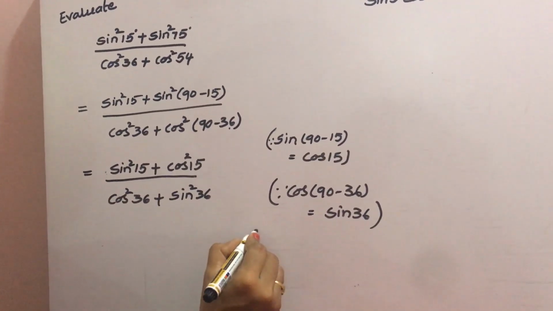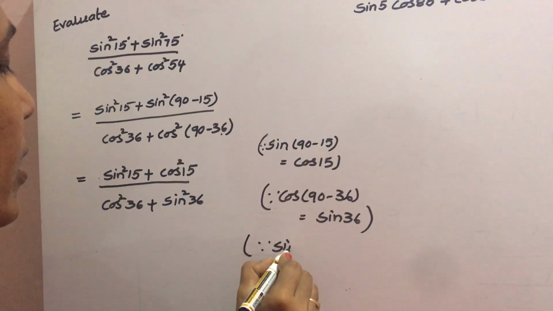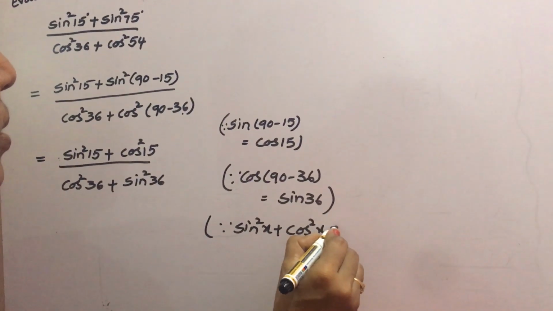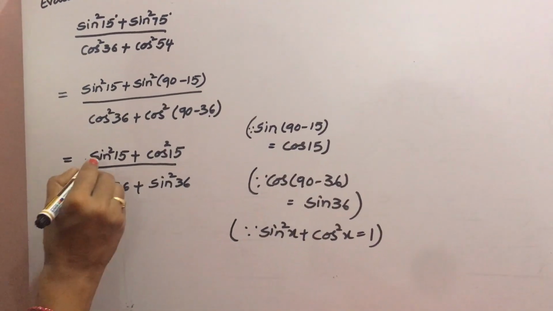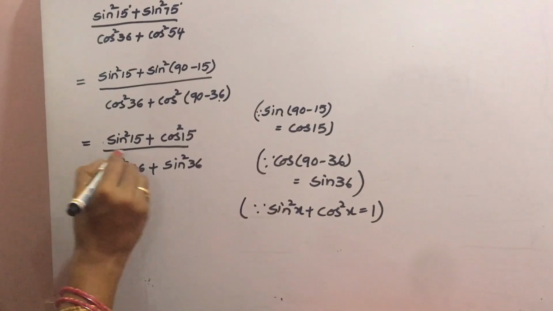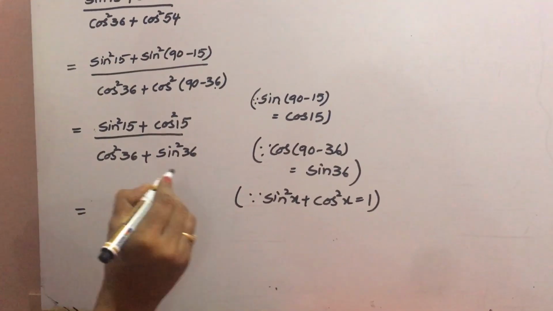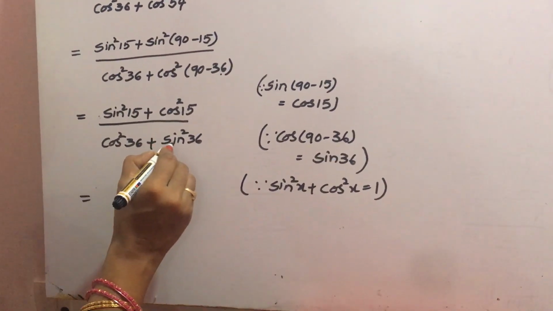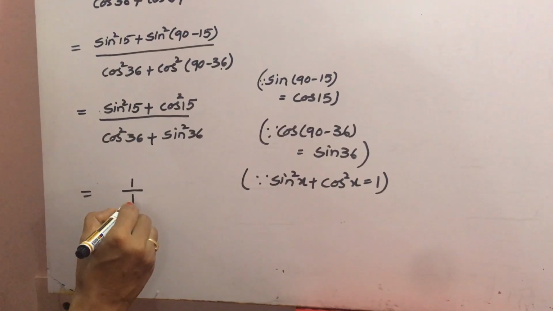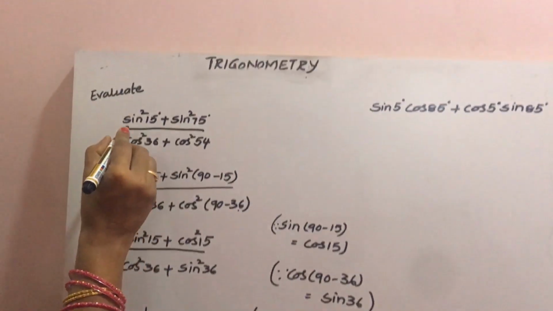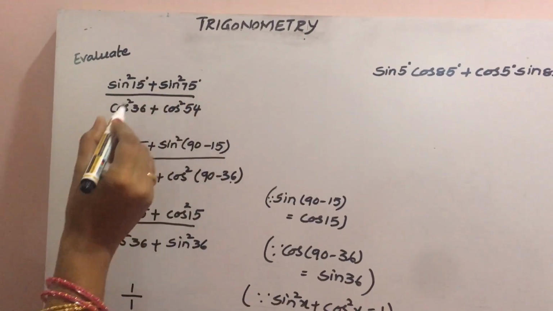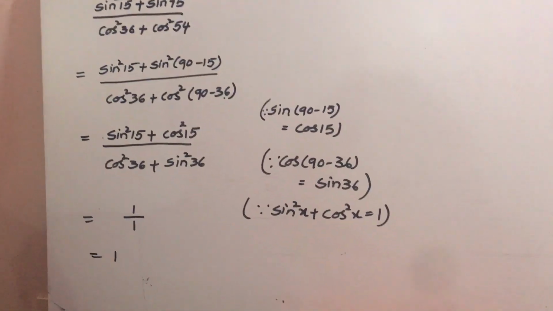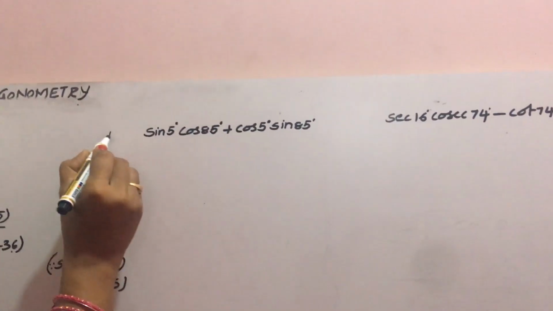See here, what is the first trigonometrical identity? Sin square x plus cos square x is equal to 1. Here we have sin square 15 plus cos square 15. Its value is equal to 1 by using the first trigonometrical identity. In the denominator also we have cos square 36 plus sin square 36. It is also 1. What is the value of (sin square 15 plus sin square 75) by (cos square 36 plus cos square 54)? Which is equal to 1. Now we will see one more problem, second problem.